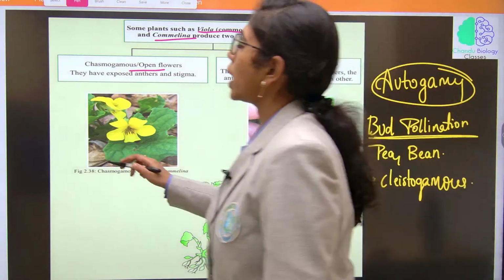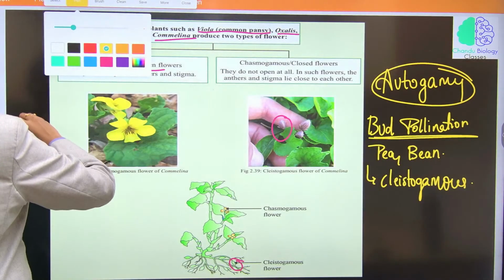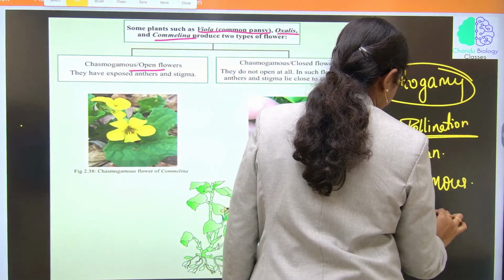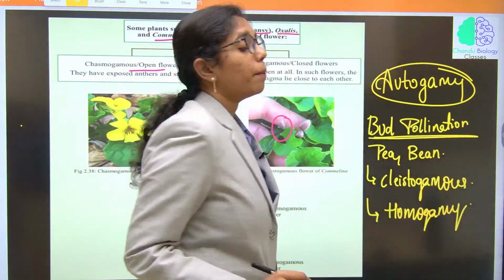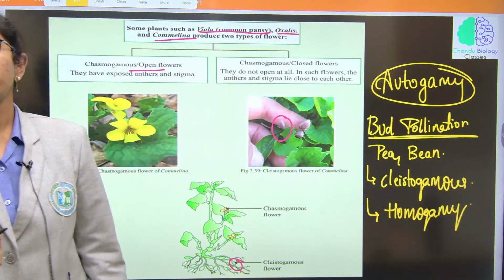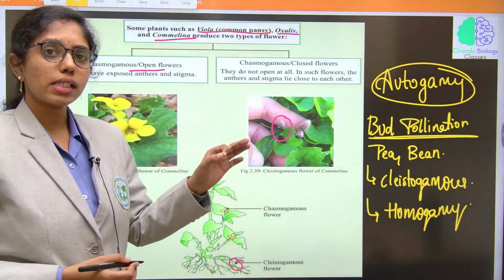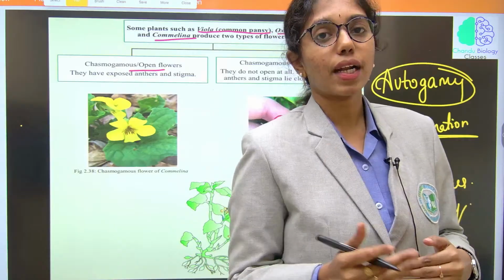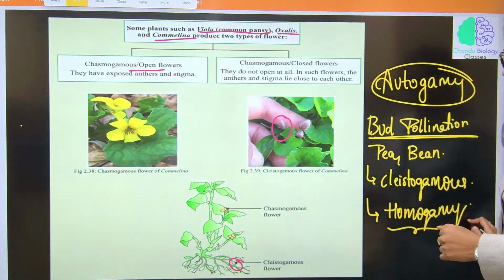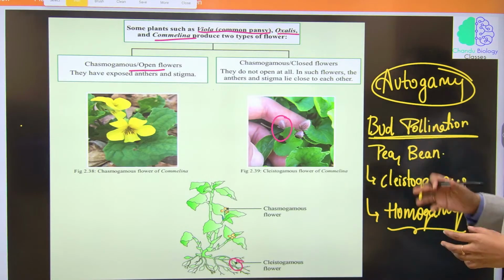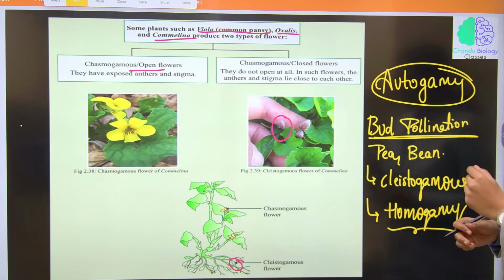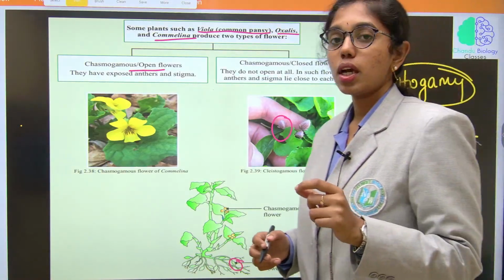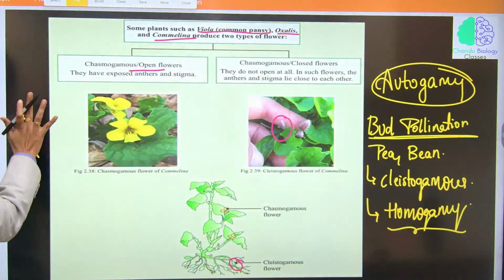And the third prerequisite is homogamy. What is homogamy? It is the maturity of both male and female reproductive structures in the same plant at the same time. When both male and female parts of the same plant mature at the same time, then there are 100% chances of self-pollination and autogamy.